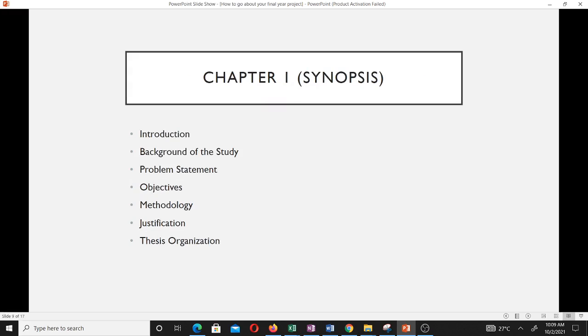So now we go to chapter one. Chapter one is just the synopsis, and I've explained most of it in the previous slide. You have to write an introduction to the topic, the background of the study, the problem statement, your objectives, the methodology, justification, and thesis organization. That helps you know that chapter one will talk about this, chapter two about this, chapter three about this, and so on. But don't worry, this is a general overview of all the things you're supposed to do. With time, we'll take them one by one, going through everything in chapter one with examples and the rest.